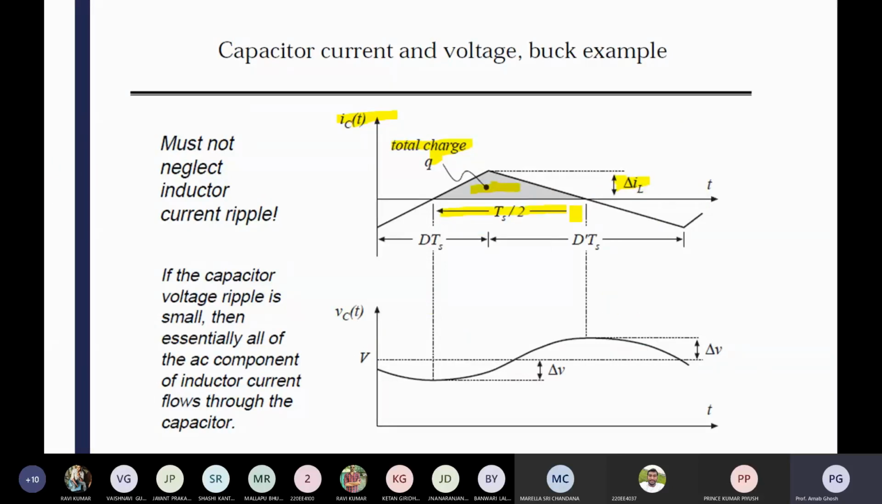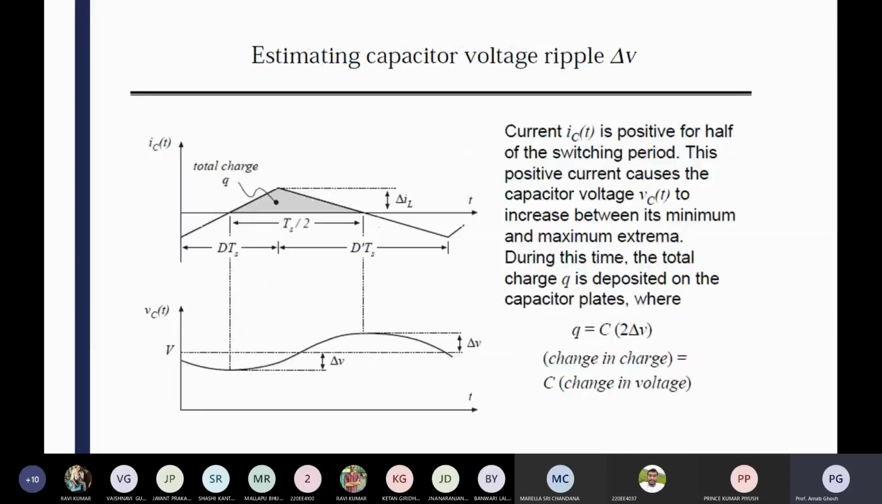So, half base into height, if you get that amount of area: half is there, base equals TS by 2, height is delta IL. Okay, so you are directly getting the value. If you have the expression of IL, you can directly calculate how much inductor is required, how much inductor you have to select. So charge balancing is there.